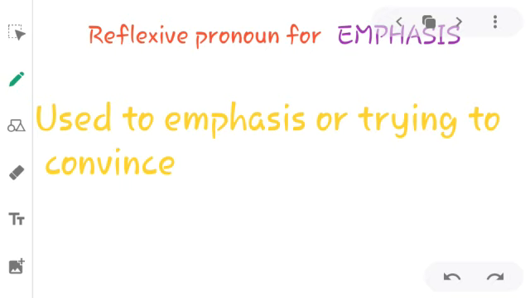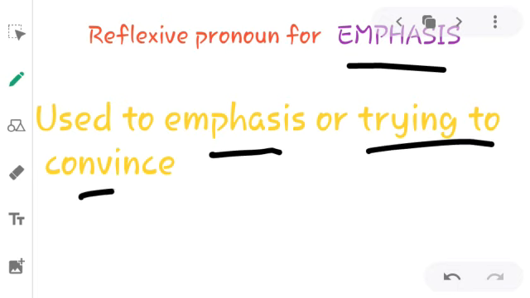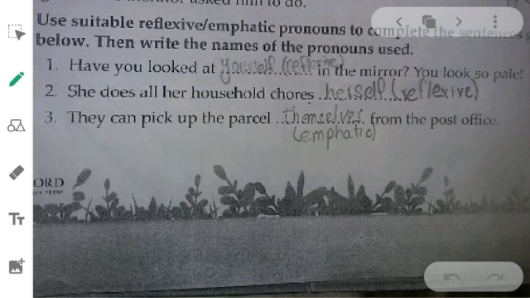Now let's see what is emphasis. If we give emphasis to our point, or we are trying to convince someone and we are using a pronoun for convincing, that means that is a reflexive pronoun for emphasis. For example, we have a sentence over here.